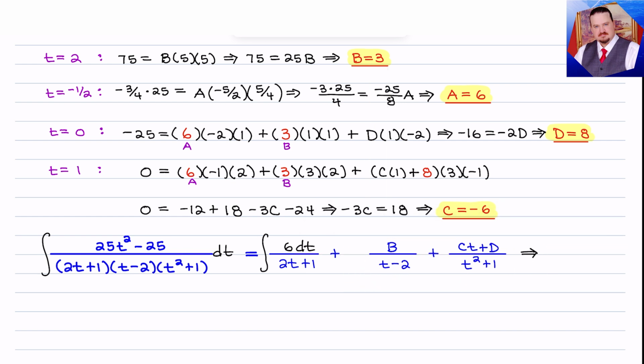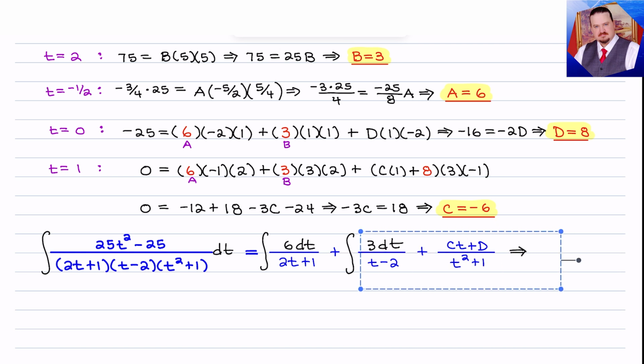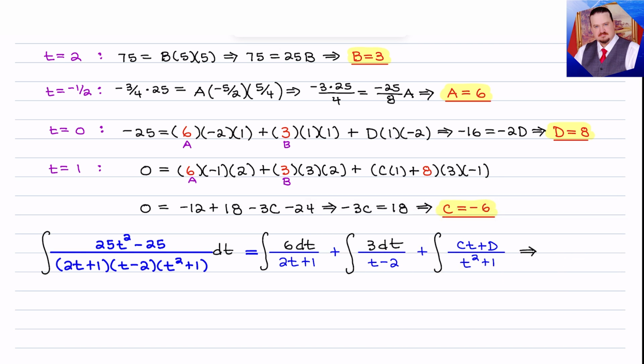So we're going to separate this. We have the integral. Now what was B equal to? I see it right there, it's 3. And all I'm doing is putting in the values for what I just solved for. Okay, so now let's do this last piece. And C was what? Negative 6. So negative 6, now don't forget I had the t there with the C, plus the D, which is 8.